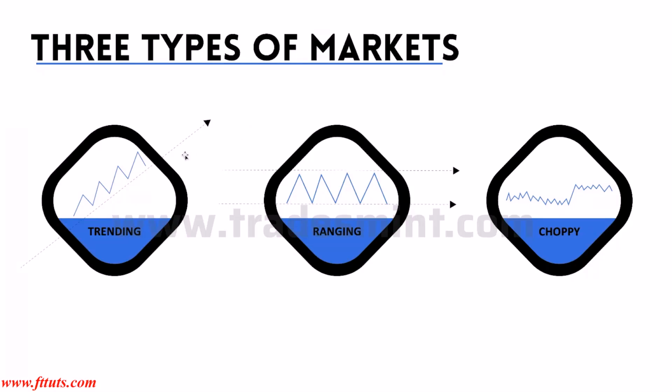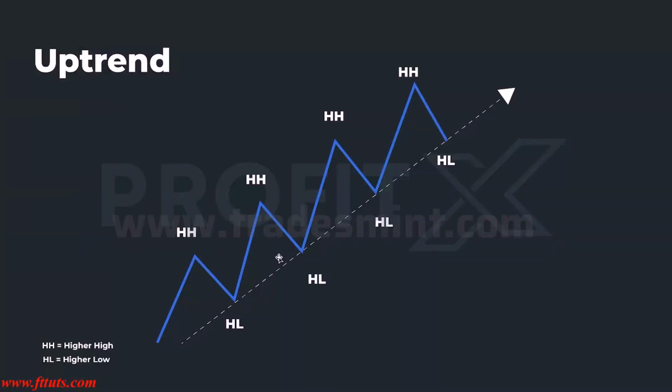So in this video, we're going to talk about the types of trends. We'll talk about trading the ranges, and we'll talk about why we should stay out of the choppy market. So when it comes to the trending market, there are 2 types. There's the uptrend market and the downtrend market. First, the direction of the market.